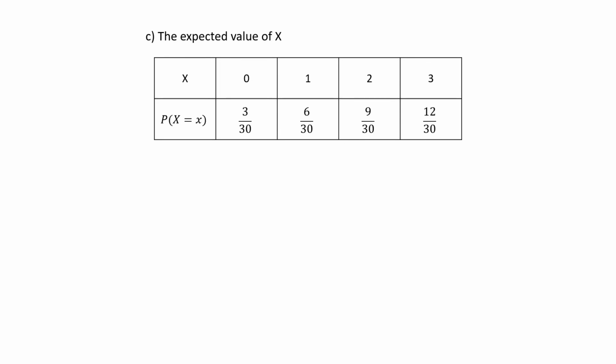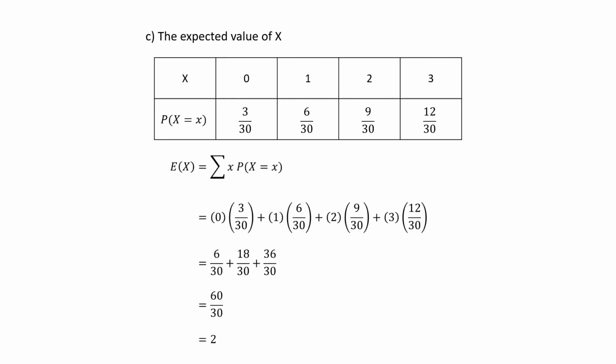Lastly, for question C, the expected value of x. Since we have found the marginal distribution of x in the previous question, we can use it to calculate the expected value using the formula summation of x times the probability of x. So 0 times 3 over 30 plus 1 times 6 over 30 plus 2 times 9 over 30 plus 3 times 12 over 30, and lastly we will get the answer, which is 2.